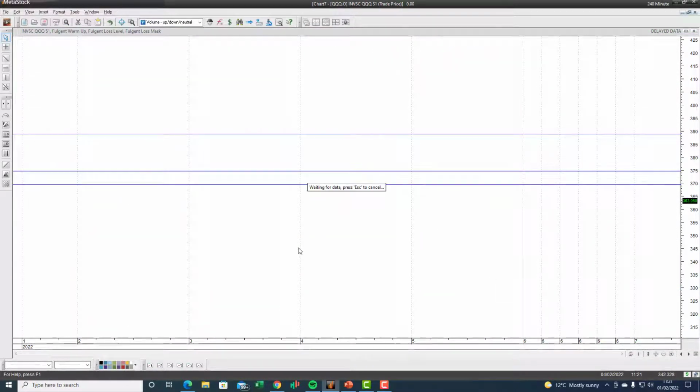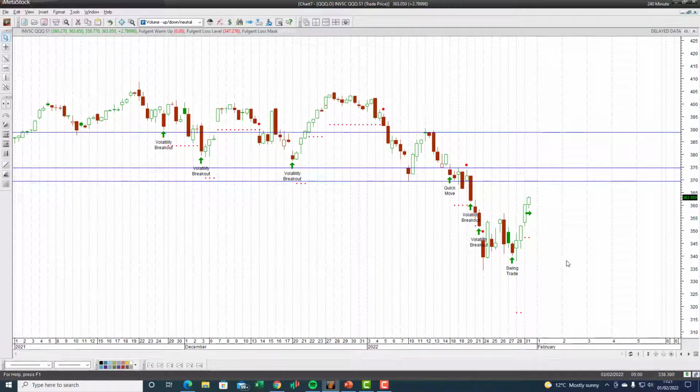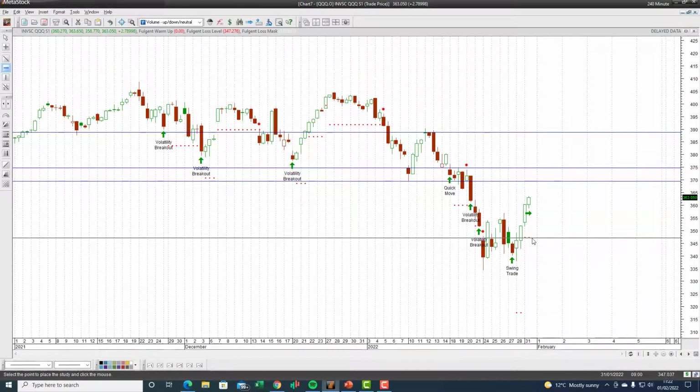4-hour, let's go and see if there's any signals on the 4-hour chart. What are the most recent ones on the 4-hour? Takes a couple of seconds to load. Refresh, there we go. So there's a swing trade to the upside there, volatility breakout and swing trade, so fantastic there. Nice signal, very wide stop loss, and that stop loss has now been moved up to that zone there. The swing trade stop loss is now at 347, so keep a note of that.